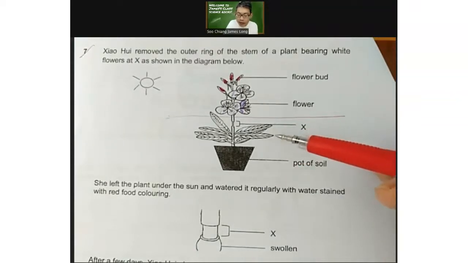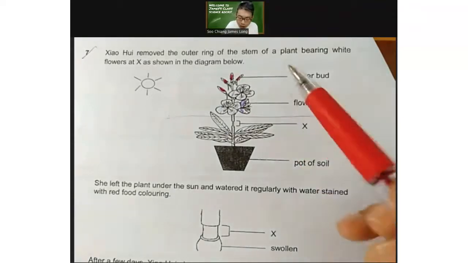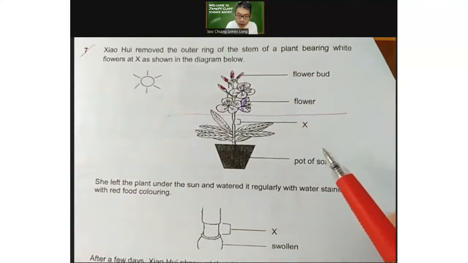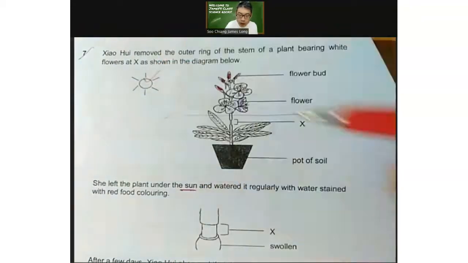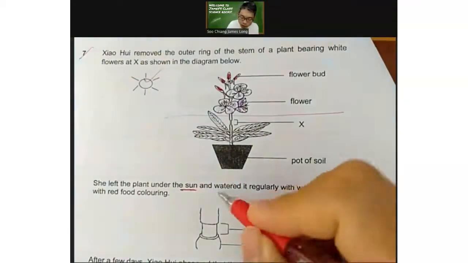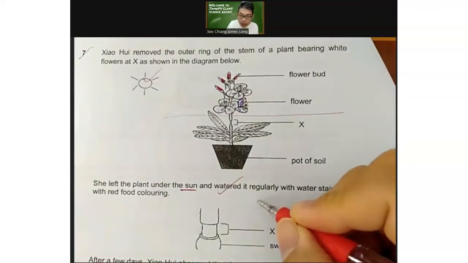Right, and leaves is the part where light is trapped, where food is made. Okay. She left this plant under the sun. Okay, sun, good. So we have light. So we will have photosynthesis happening. There's water. Let's recall the formula for photosynthesis. What's the gas? Carbon dioxide.